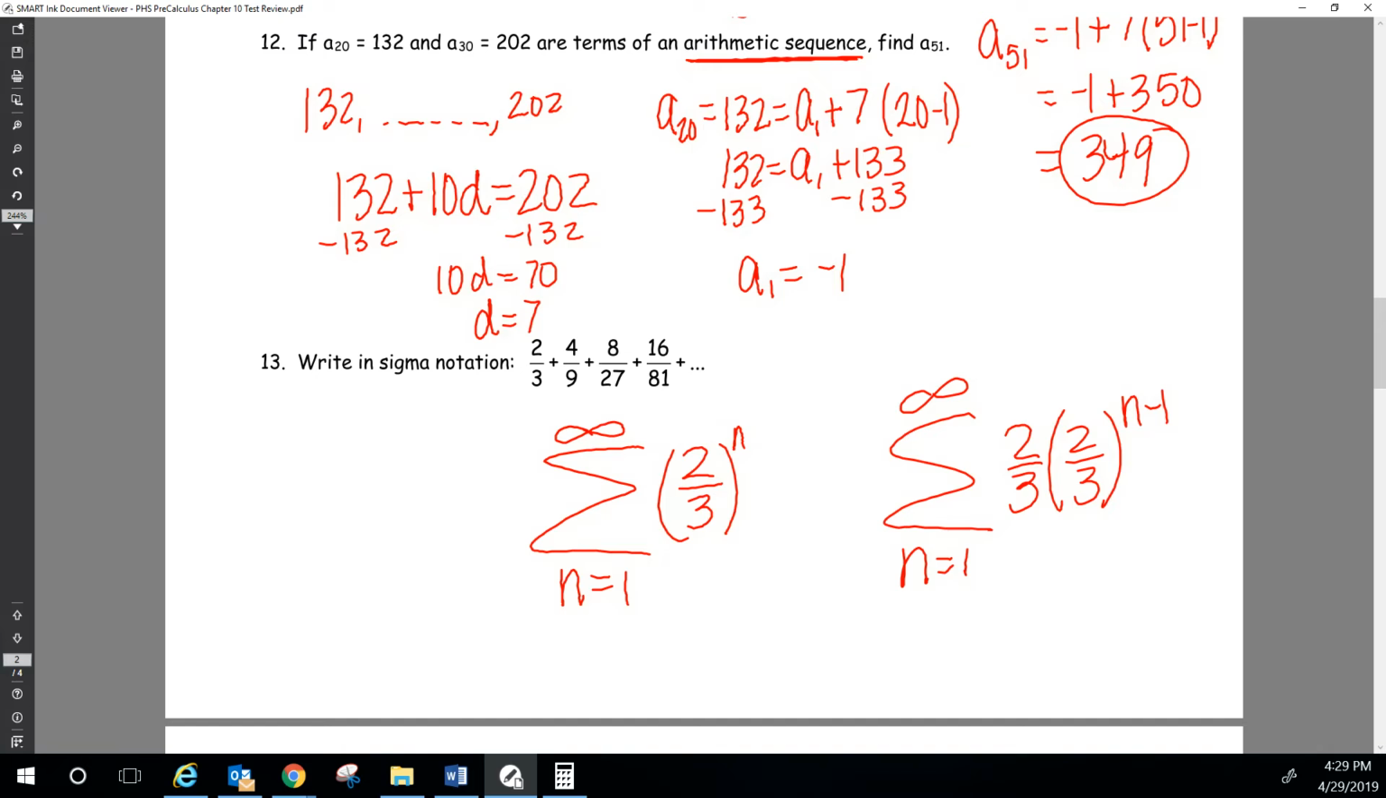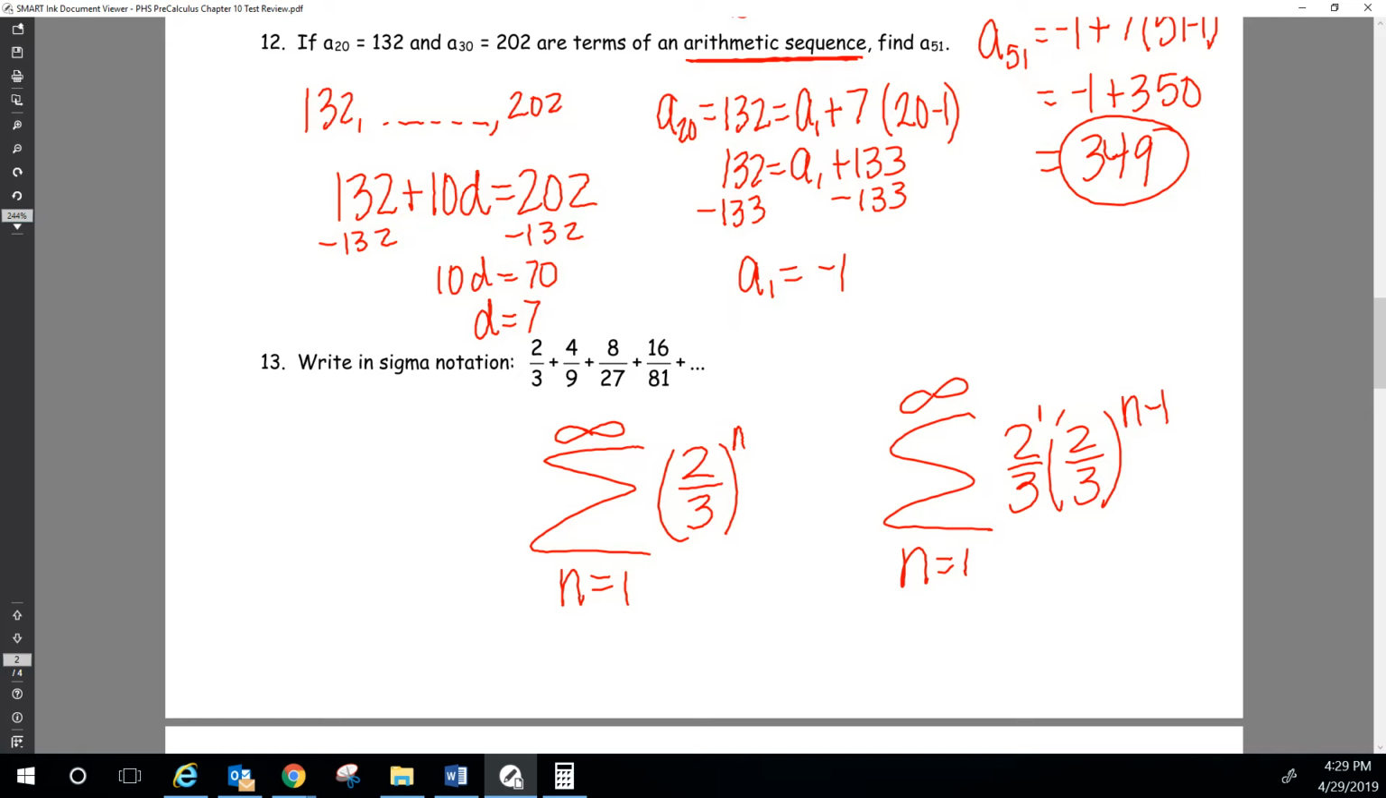But notice if you've got 2/3 times 2/3 to the n minus 1, we would add our exponents. N minus 1 plus that 1 means it's just to the n power. You can see it written either way on a standardized test, so just make sure that you can recognize that.